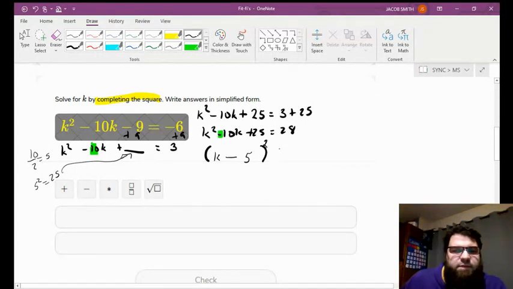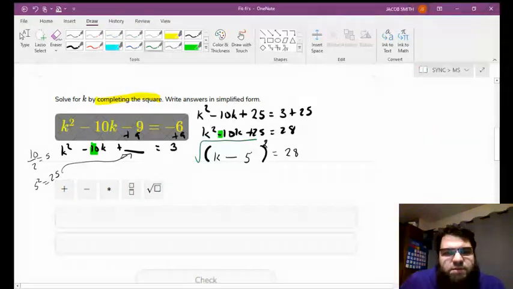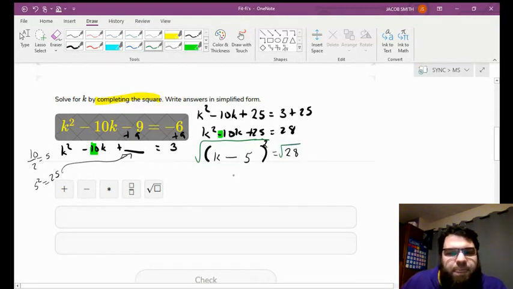So we have k minus 5 squared equals 28. Now, like what we had up top, we have just the thing that's being squared by itself. This time it is a binomial instead of just a number, but we can take the square root of it, and we can take the square root of the other side, and that gives us k minus 5 equals the square root of 28.